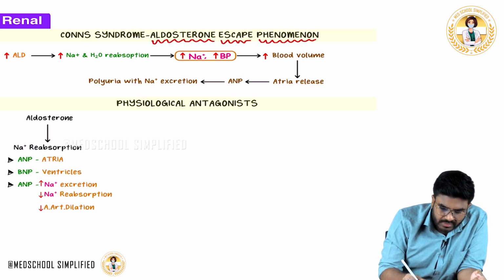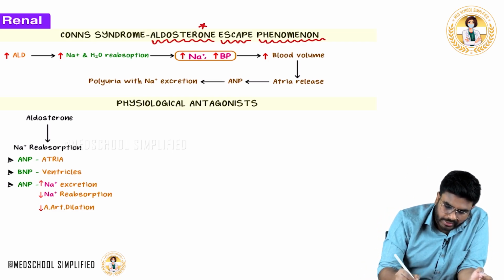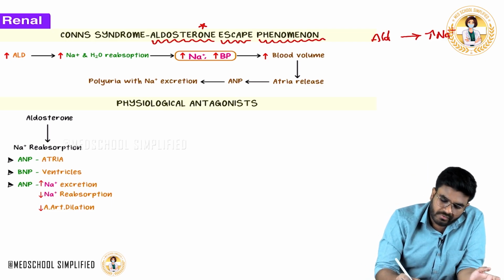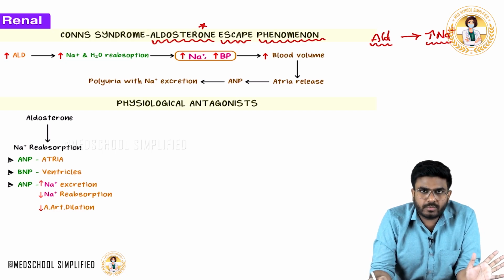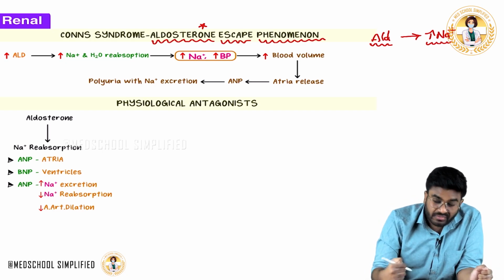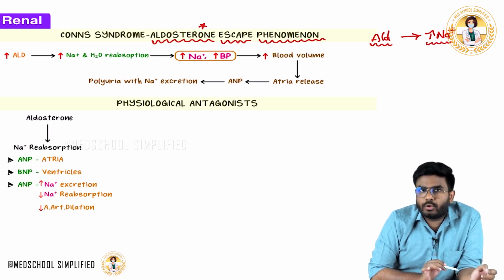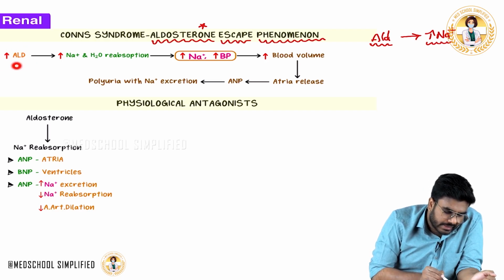So what is this aldosterone escape phenomenon? First of all, my question to you: whenever you have aldosterone in your body, what will it do? Aldosterone will increase sodium reabsorption. Every student knows this. So whenever you have aldosterone in the body, more sodium reabsorption should happen. But something different happens in Conn syndrome. In Conn syndrome, an adrenal adenoma is there. This adrenal adenoma is increasing the aldosterone levels, so more sodium is getting reabsorbed into the body.